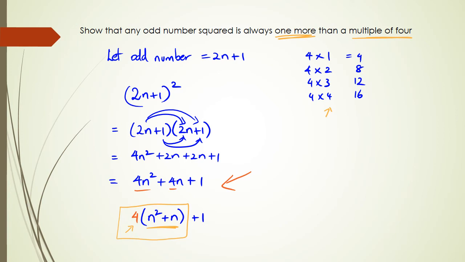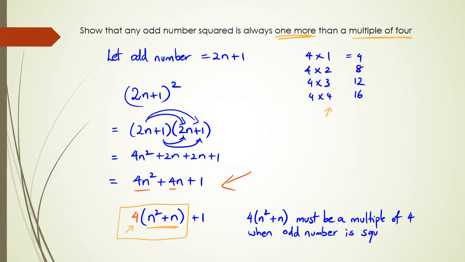So what you have to say in this particular question is that 4 times n squared plus n must be a multiple of 4. And basically, just rewriting the question again, when the odd number is squared, the answer is always one more than a multiple of 4.